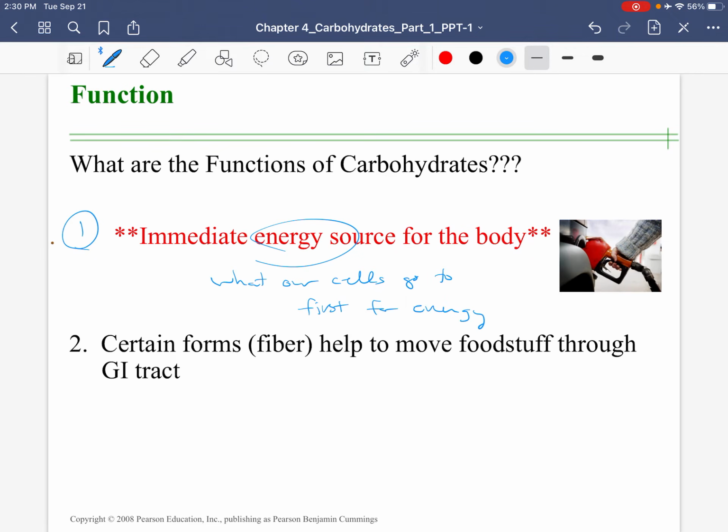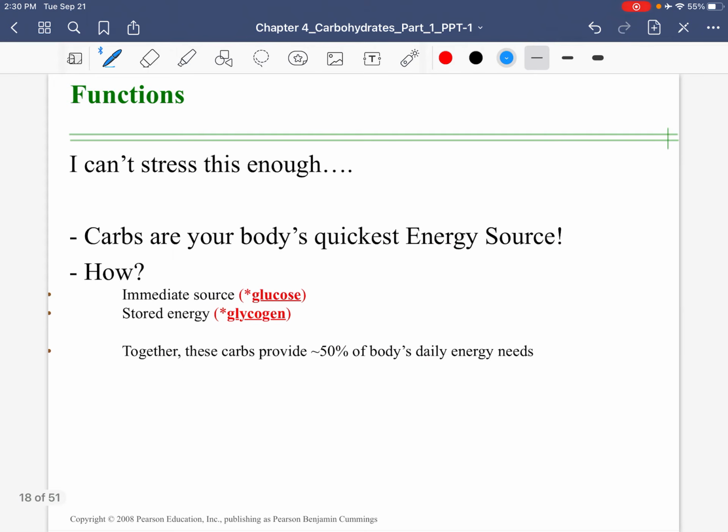We know this. What our cells go to first. Certain types of carbohydrates can help move things through our GI tract. Fiber. So here are our two main functions of carbohydrates. Energy, that's what our cells go to first. And then certain forms of carbohydrates help to move things through our GI tract, specifically fiber.